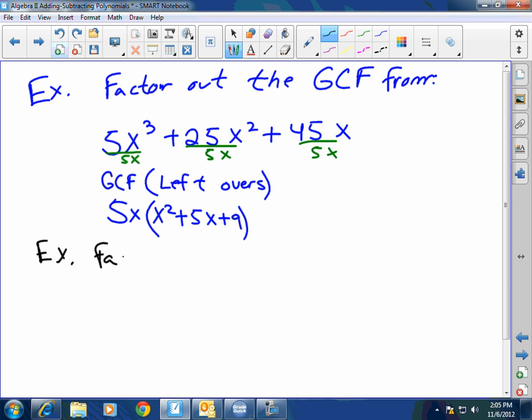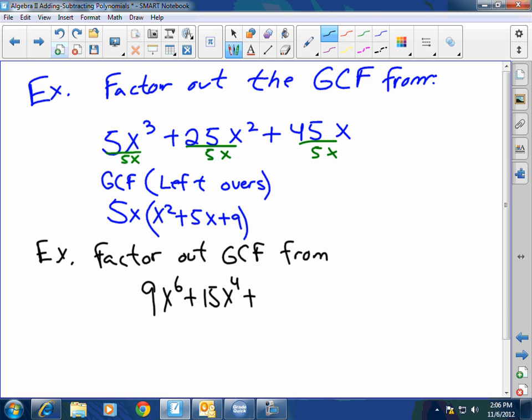Factor out the GCF from, let's go, 9x to the 6th plus 15x to the 4th plus 12x squared.